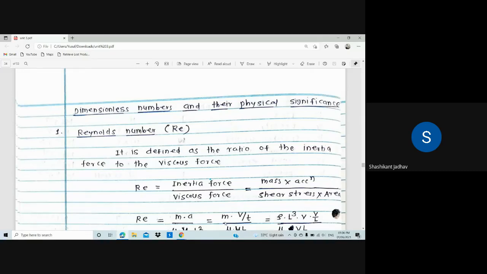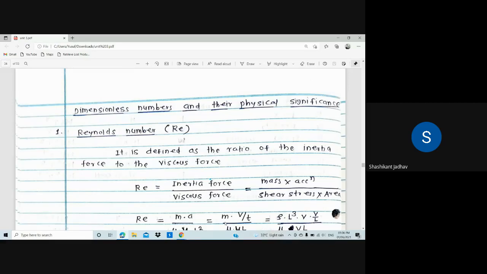What are the examples for the fundamental quantities? That is mass, length, time, temperature, etc. And what about the derived quantities? That is velocity, area. These quantities depend upon the primary quantities, therefore we said that these are derived quantities.